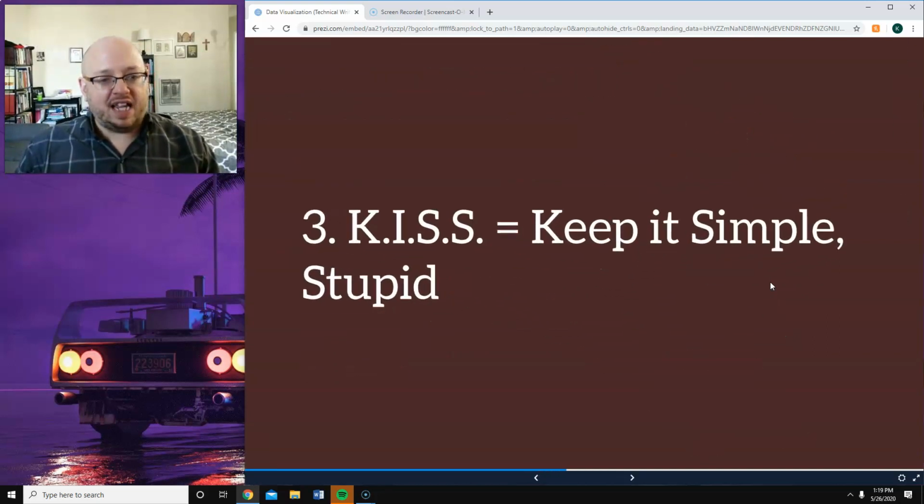All right, third thing, this is KISS, keep it simple, stupid. And this is the same thing, hopefully, you've learned about writing this entire quarter. The simpler and more concise that you can make your graphs, typically the more effective they are.